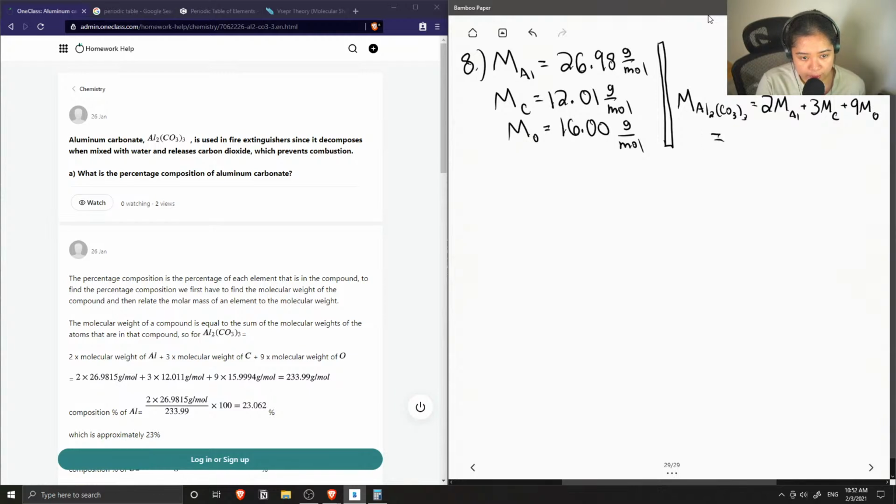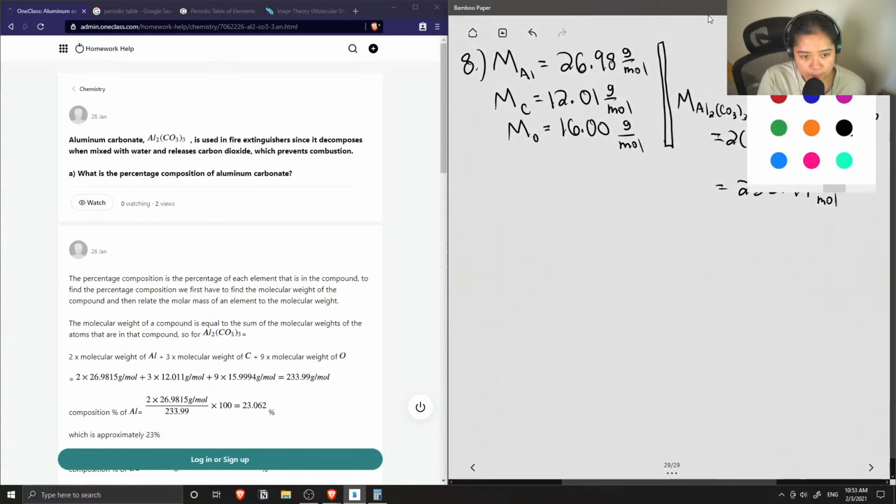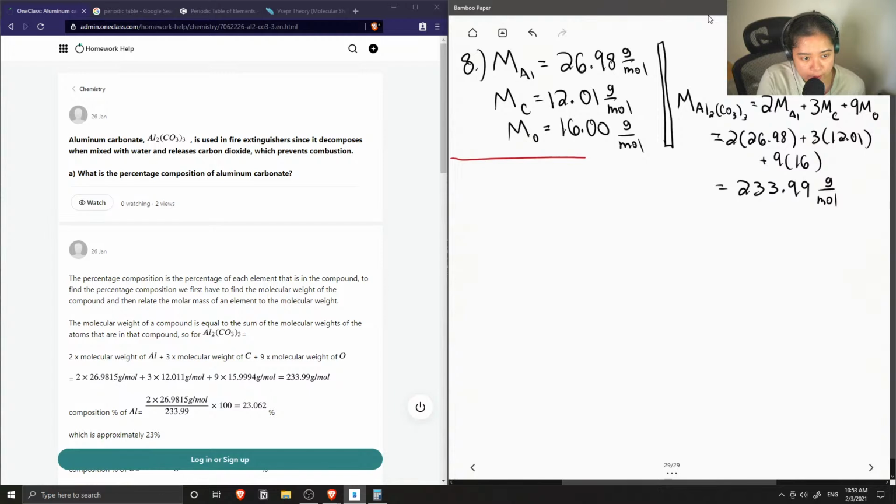So now we just need to plug in all the values that we found from the periodic table. Aluminum's was 26.98, carbon's is 12.01, and oxygen is 16. So the total molar mass of the entire compound is 233.99 grams per mole. Okay, so now we have all the individual atomic masses for our elements, and we also have the total molar mass of aluminum carbonate.